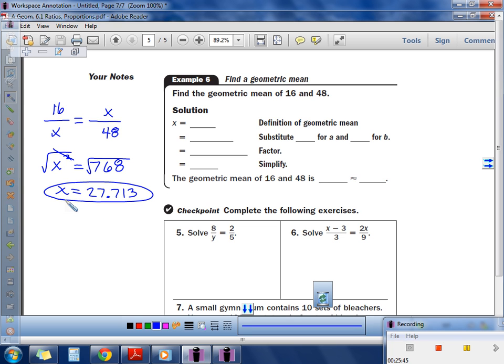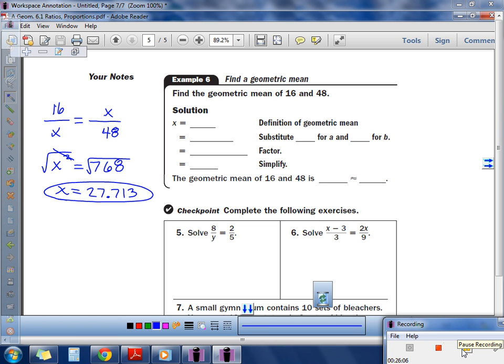Now I will take that for the time being. In the near future, we're going to be simplifying these radicals. So I'll take this for now. If it doesn't tell you how to round, you round to 3 places. Go down and try 5 and 6 now. Try checkpoints 5 and 6.